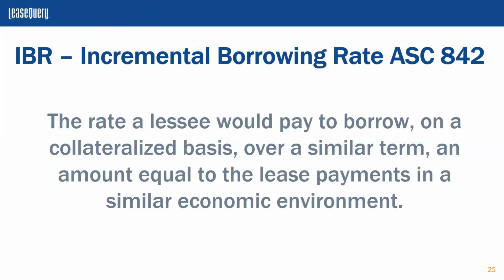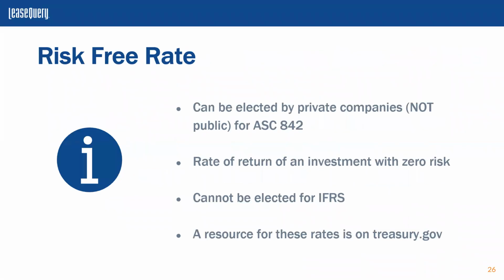However, as I mentioned, we did discuss there is that option for the risk-free rate. So when you're taking a look at the risk-free rate, you want to say, well, who can elect this? It can be elected by private companies, not public. We do have a question referencing nonprofits. Yes, you also can use the risk-free rate. The risk-free rate can be elected by non-public business entities. So in this case, we are talking private companies, nonprofits, and the ability to use a risk-free rate, which is, as you can see here, the rate of return of an investment with no risk, right?